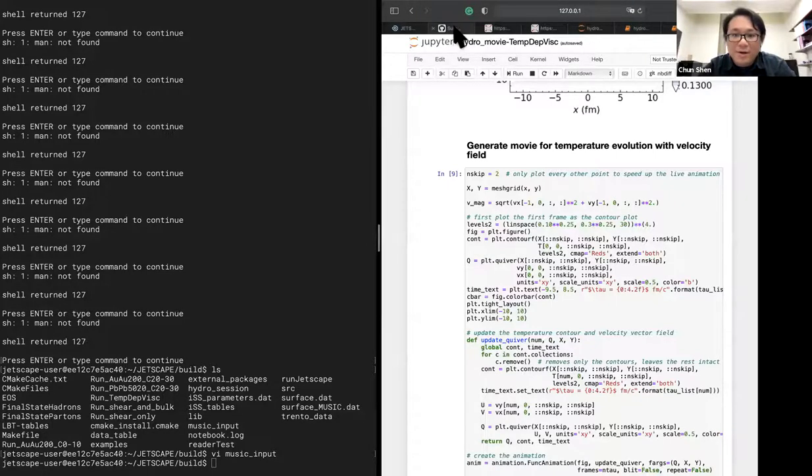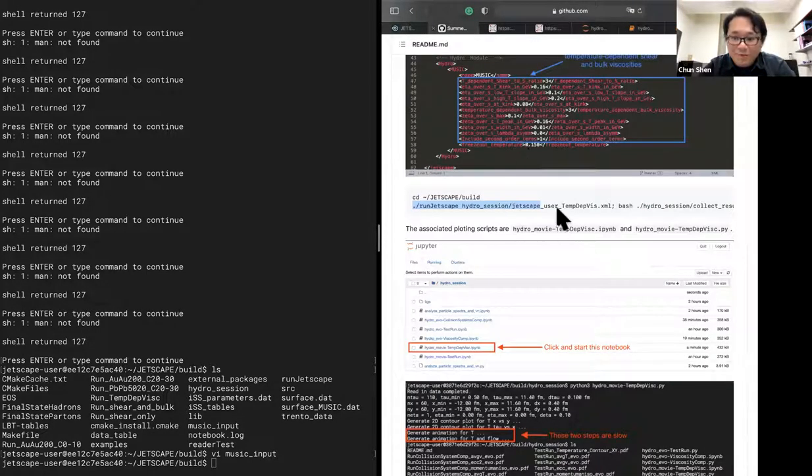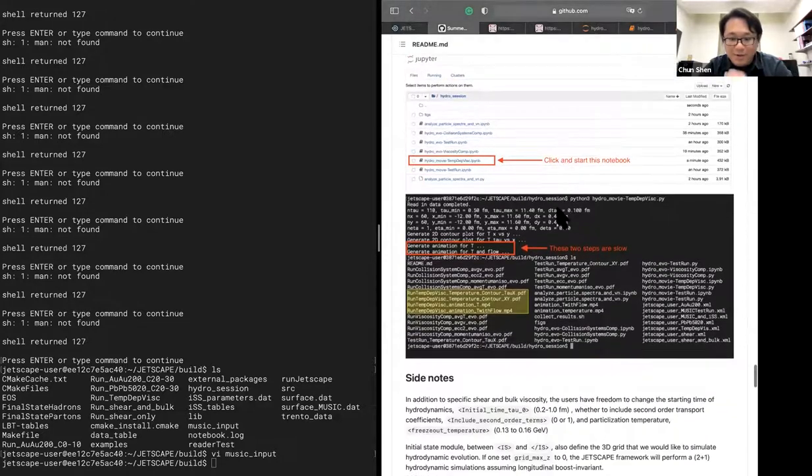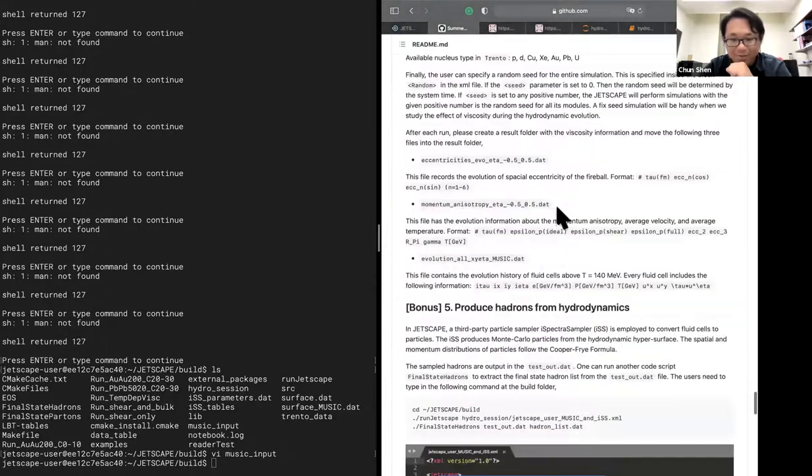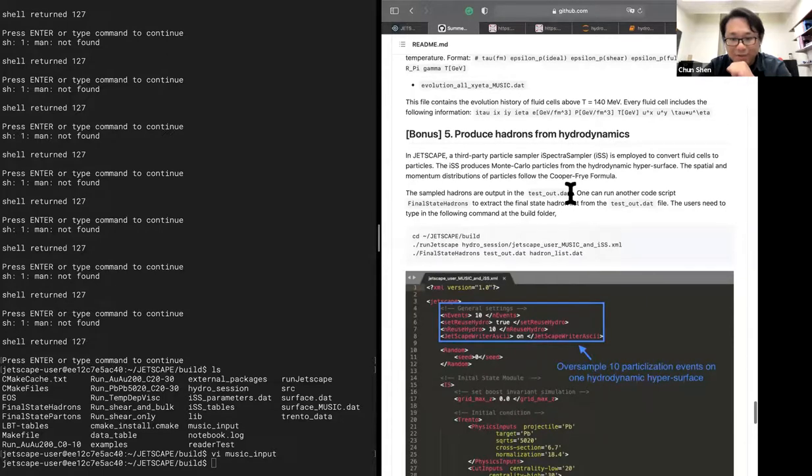Okay, so let me go through the last part of the slides, which is written as a bonus, but I think we can go through that. I think this is also helpful for Dima's next session.